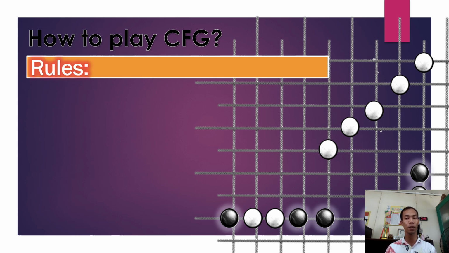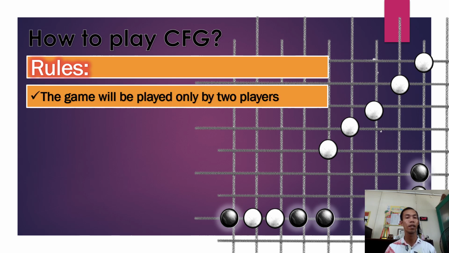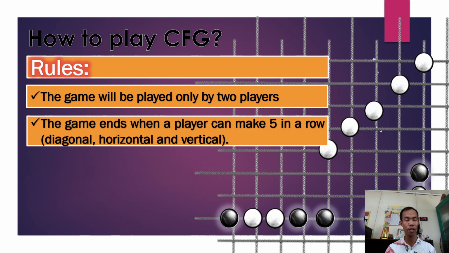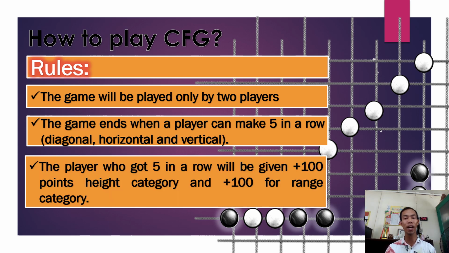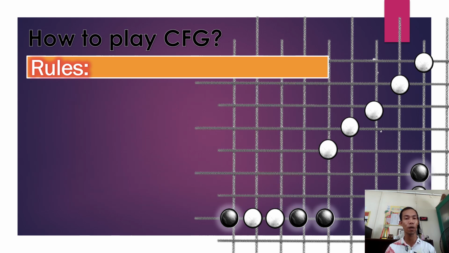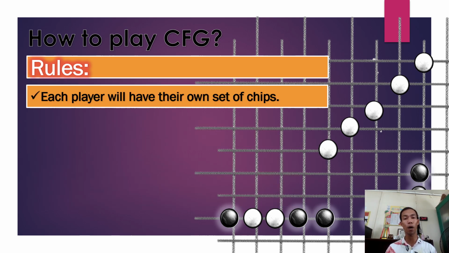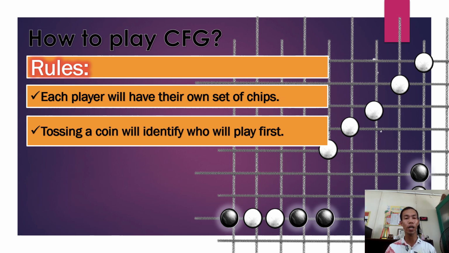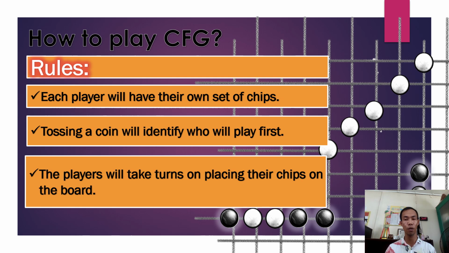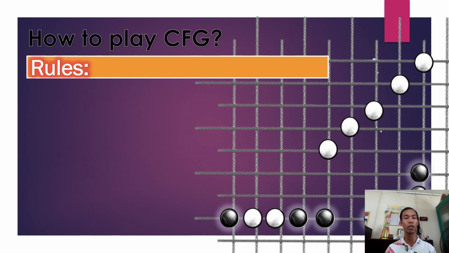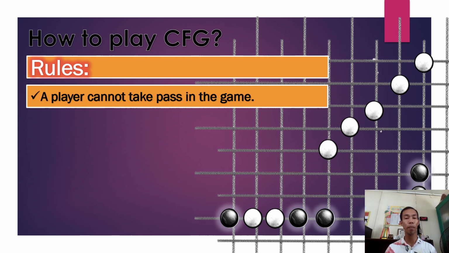Here are some of the rules in playing the Connect 4 game. The game will be played only by 2 players. The game ends when a player can make 5 in a row, either diagonal, horizontal, or vertical. And the player who got 5 in a row will be given 100 plus points in the height category and another 100 points for the range category. Each player will have their own set of chips. Tossing a coin will identify who will take the first move. The players will take turns placing their chips on the board. And a player cannot pass in the game.